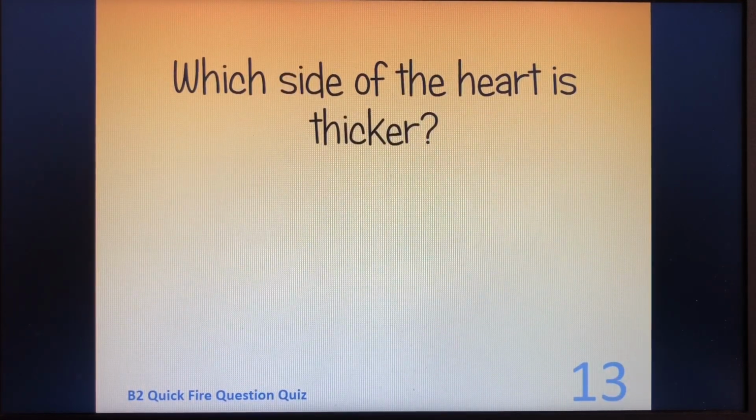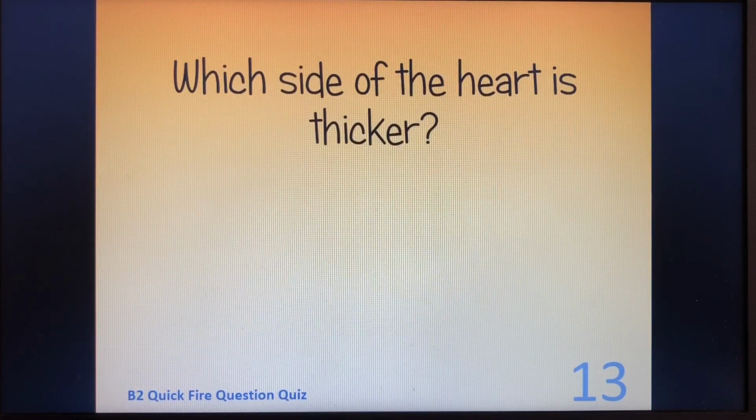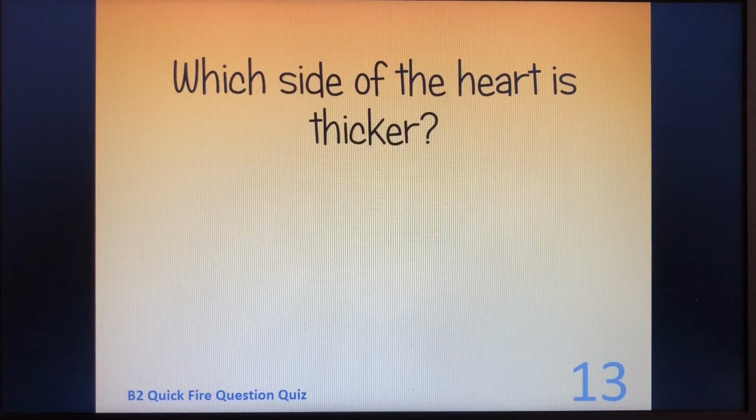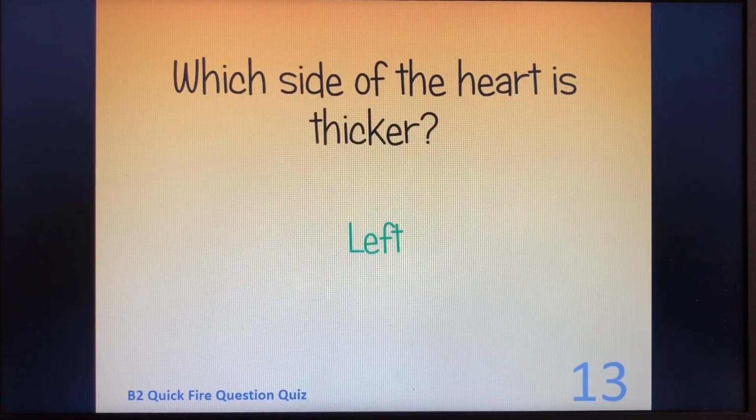So question 13, which side of the heart is thicker? Remember, when we look at the heart in a picture, we always look at it as if it's in a person, so left and right are muddled around. And which side of the heart is thicker? It is, of course, the left side of the heart, and that's because there is greater pressure pushing that blood a much further distance, okay?